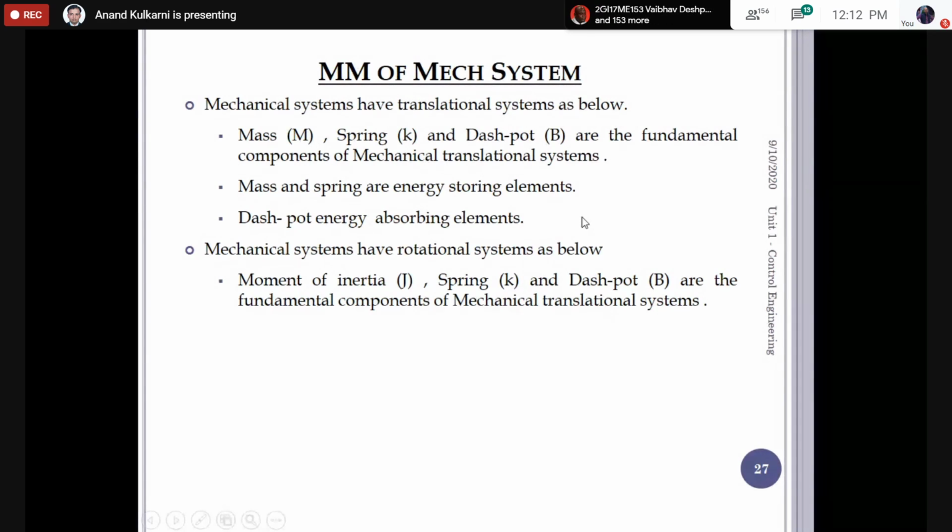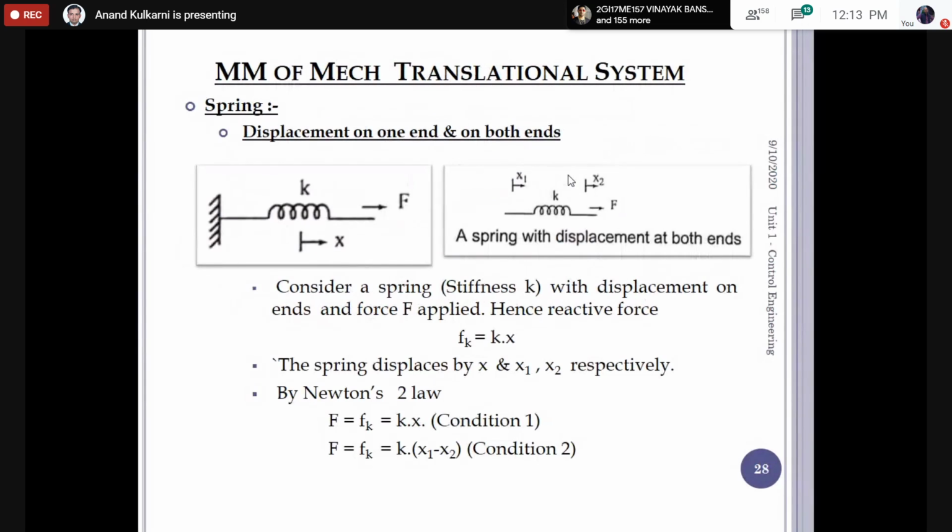So this is a mechanical system. Let us develop a model for a simple translatory mechanical system, which you are already familiar with. You have studied it in detail in vibration.